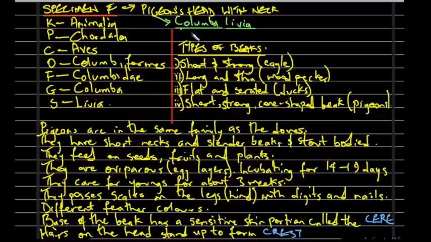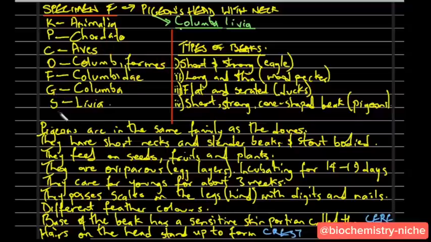It is called Columba livia scientifically. That is the scientific name. So let us quickly look at its classification. It belongs to the kingdom Animalia. It is a chordata. It is an Aves, so it belongs to the class Aves. The order is Columbiformes, the family is Columbidae, the genus is Columba, and the species is livia. Now, pigeons are in the same family as the doves.